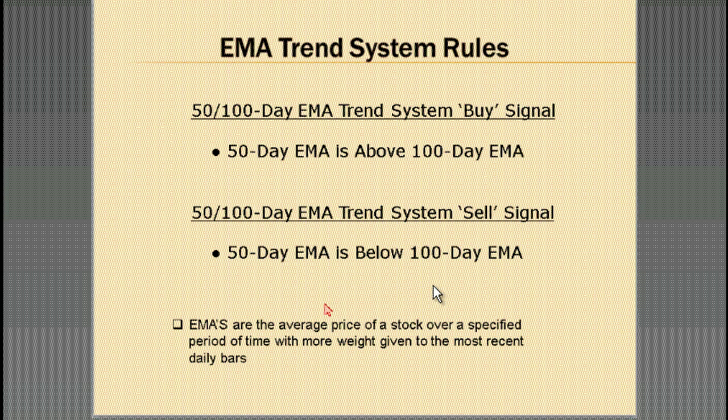So we use a simple trend following system that uses exponential moving averages. We look at the 50-day exponential moving average in relation to the 100-day exponential moving average. And if the 50-day EMA, which is the shorter term average, is above the 100-day EMA, then that stock is on a buy signal. And if the 50-day EMA is below the 100-day EMA, then that stock is on a sell signal. So pretty simple system.